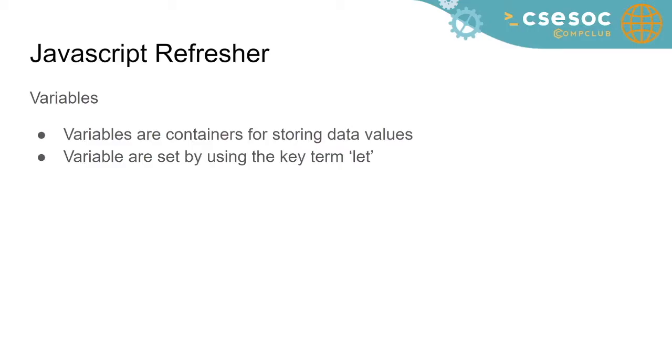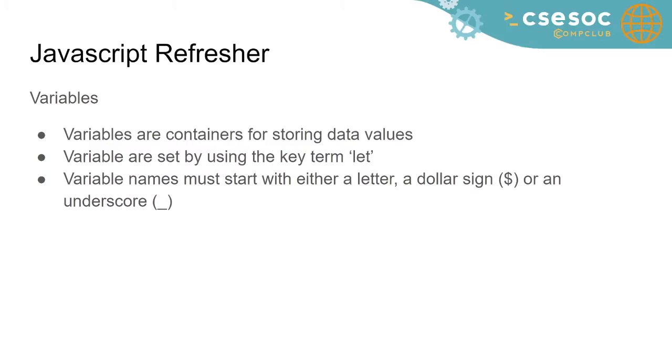Like we said last time, we need to set our variables using the keyword let. So for example, you could write let x is equal to 10, and that would set your variable x as being 10. And variable names must start with a letter. Usually that means your variable is either a single letter or a word. So you could have a variable named x or a variable named hello.